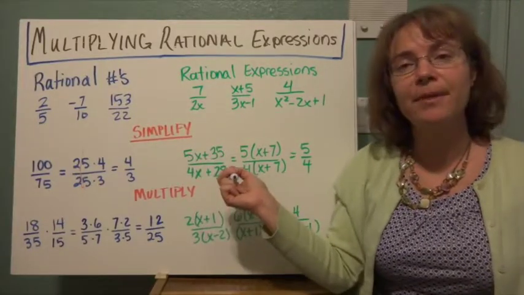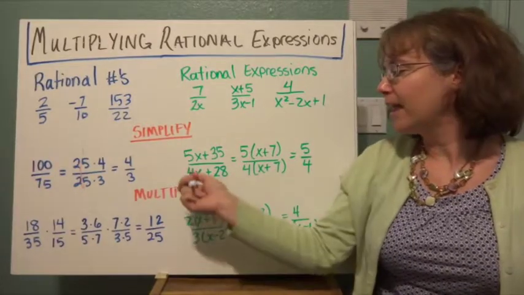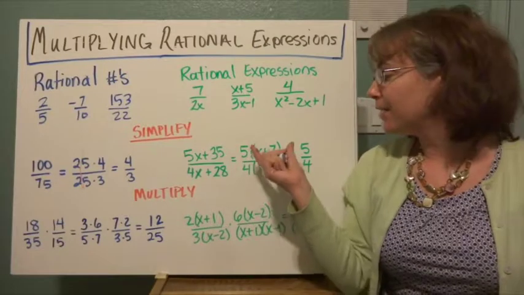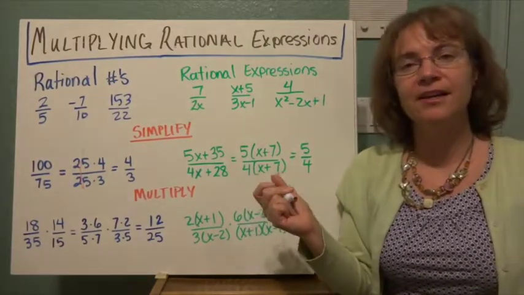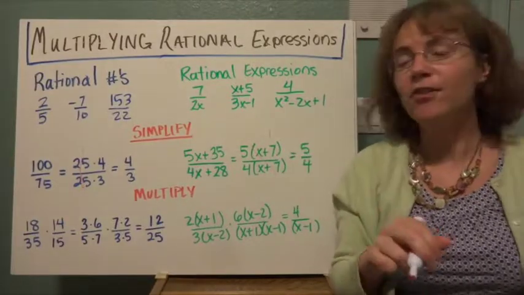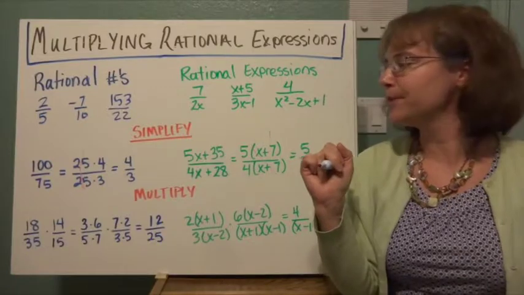Same thing on the bottom. My greatest common factor is 4. So I factor out a 4. So I have 4 times the quantity x plus 7. Now I have an x plus 7 over an x plus 7. I have matching factors, and I can just make a 1. And so that would give me then 5/4 times 1, which is just 5/4.